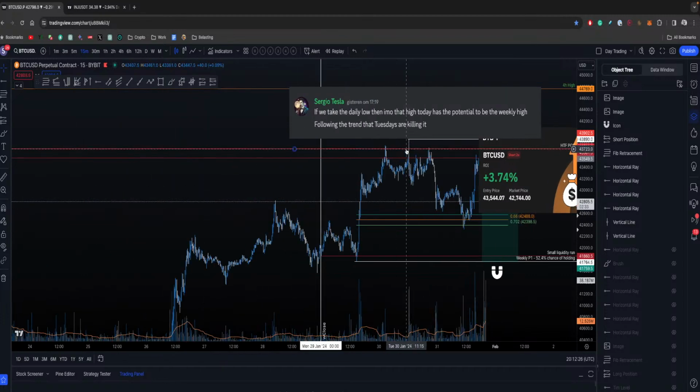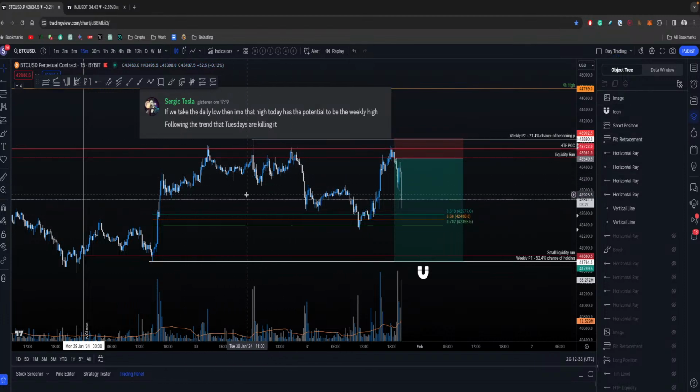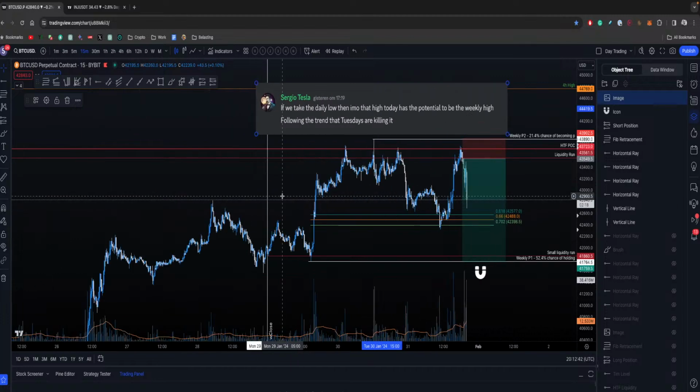And the fact that it's a very high time frame level. We had a liquidity run. It checks all the boxes, right? It's just a very nice point of interest. So you combine statistics with TA in this way. I always combine statistics with TA.